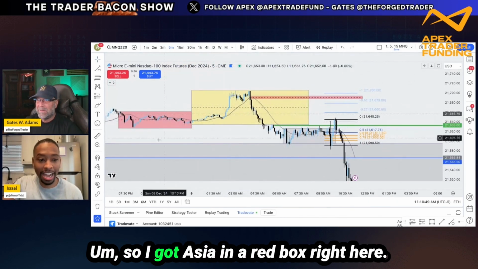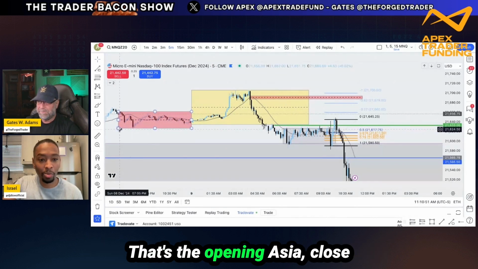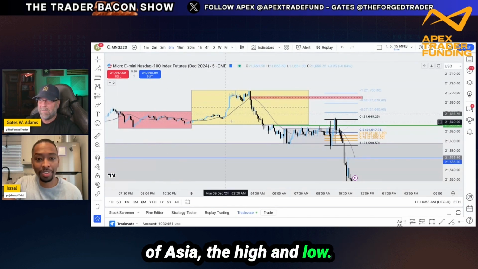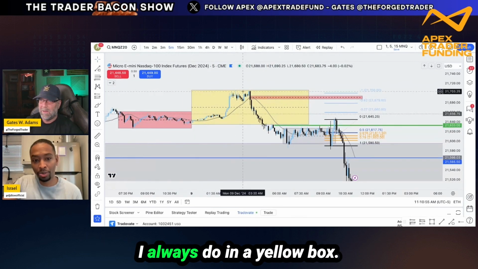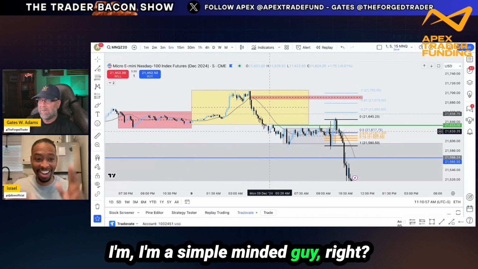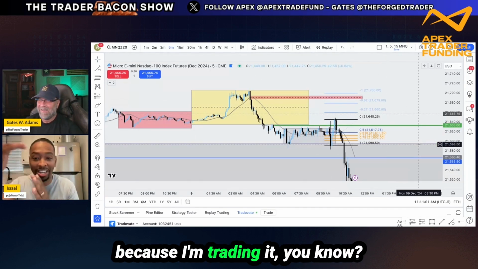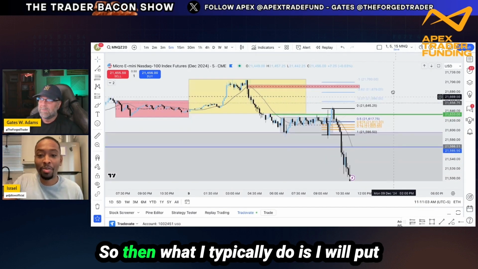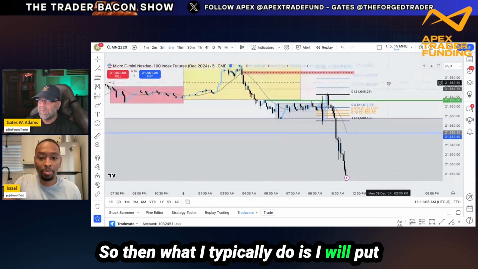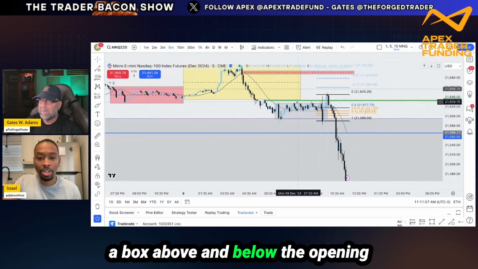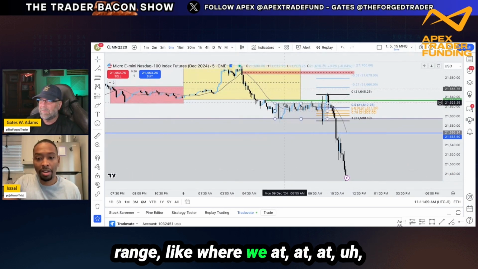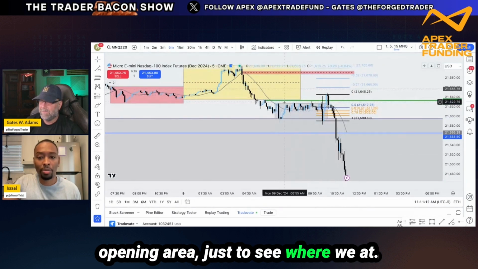So I got Asia in a red box right here. That's the open in Asia, close of Asia, the high and low. Then I got London. I always do in a yellow box. I'm a simple-minded guy, right? So I do red light, yellow light, green light, but I don't shade my New York session green because I'm trading it. So then what I typically do is I will put a box above and below the opening range, just to see where we at, right?